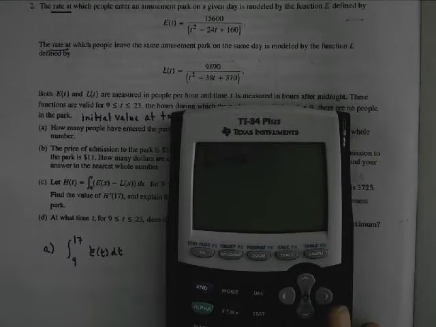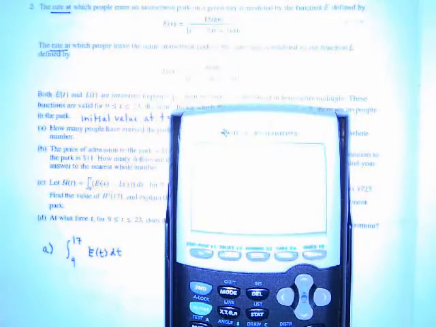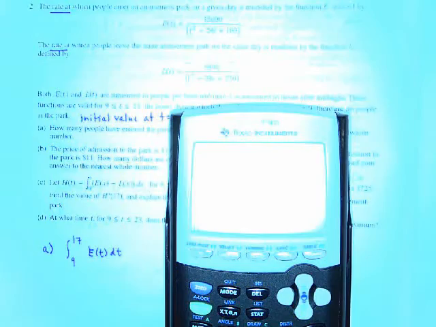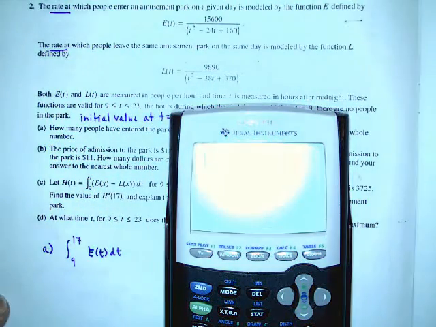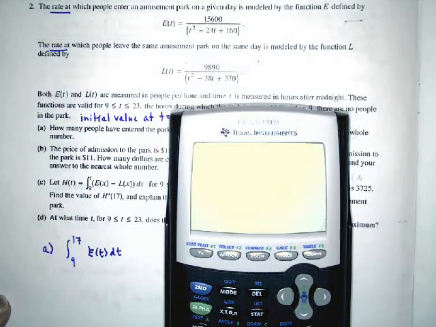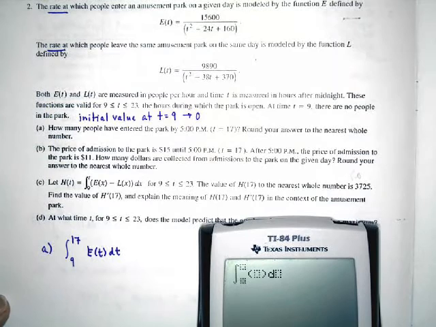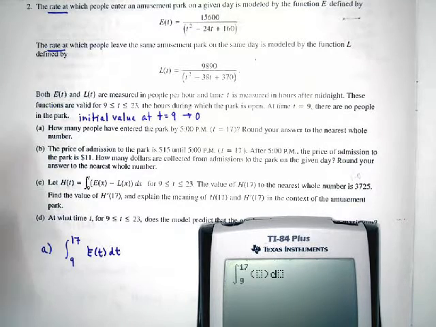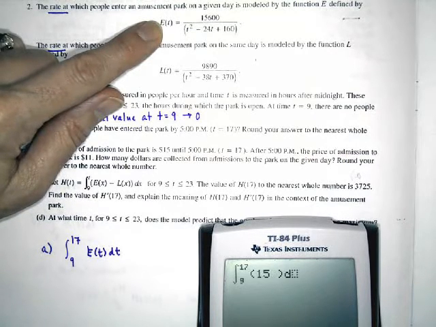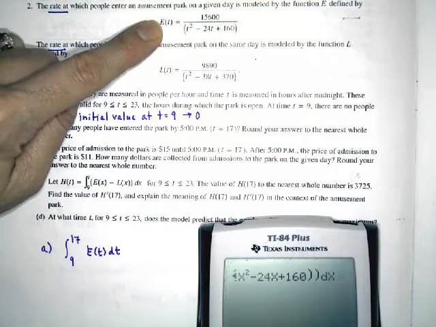Sorry, this is a bit dark here. I'll try the light. Okay, I can see the calculator a little bit better now. So we're going to integrate from 9 to 17. And then we're going to do our function E of t. So I have to be careful here. I'm going to do 15,600 divided by, I'm going to use parentheses, x squared minus 24x plus 160. Close my parentheses, and that's with respect to x.